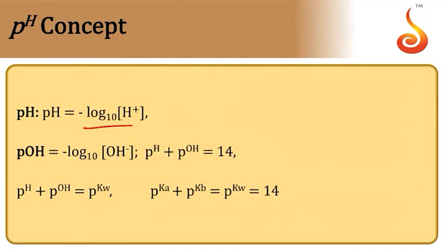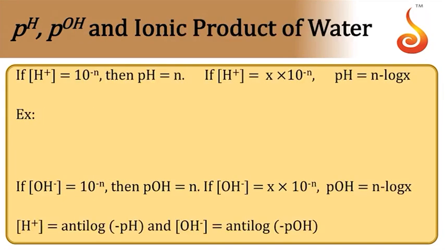Then comes the concept of pH. pH is defined as the negative logarithm of hydrogen ion concentration. Similarly, pOH is the negative logarithm of OH minus ion concentration, and pH plus pOH is equal to 14. This is at 25 degrees Celsius. And pH plus pOH is equal to pKw. And then pKa plus pKb is also equal to pKw, which is 14. This is for a given conjugate acid-base pair: pKa plus pKb is equal to 14.